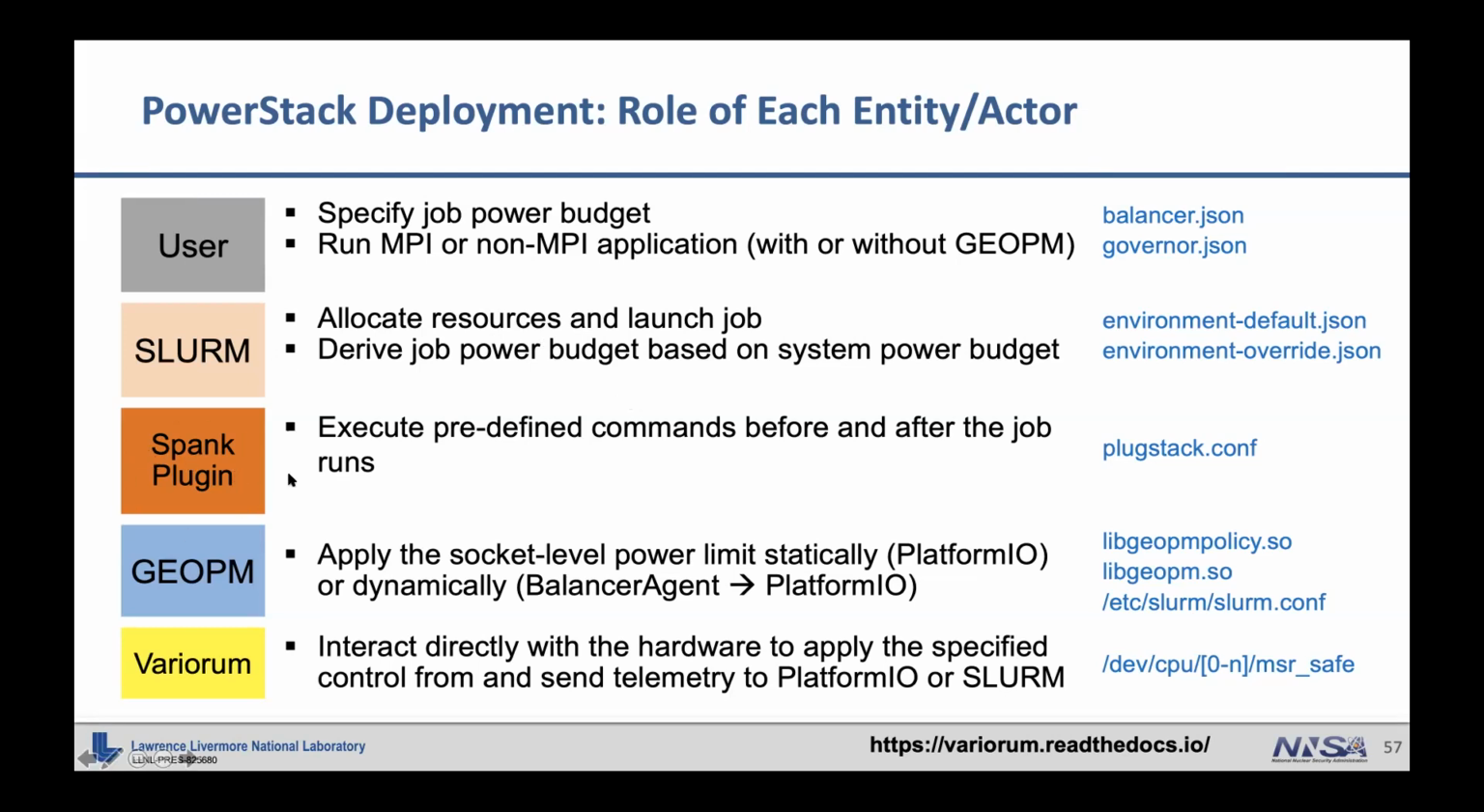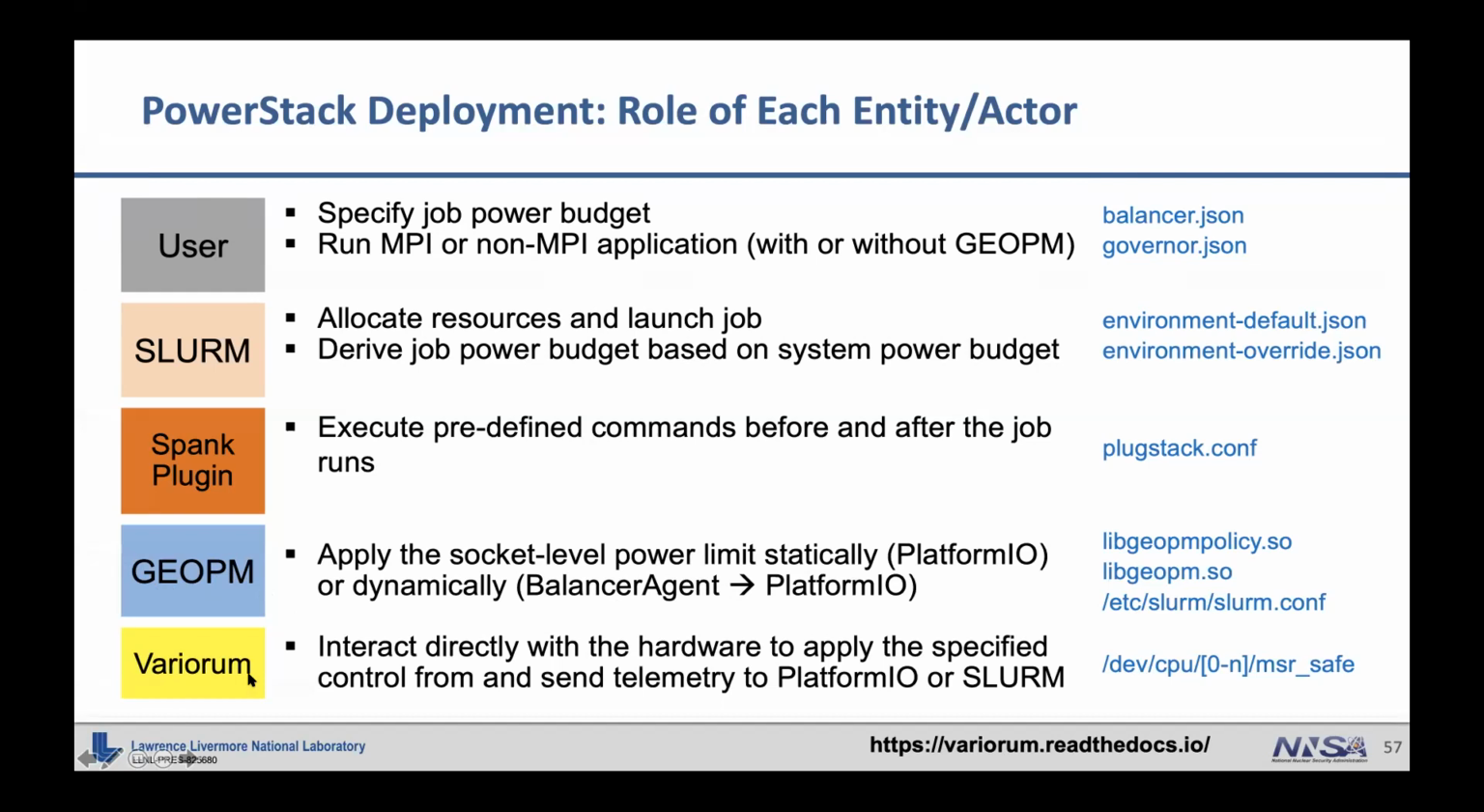The Spank plugin here is part of the scheduler. It essentially provides a way to extend the functionality of Slurm. We can provide two scripts or two methods: one that is run before the application is launched, and the other one is run after the application ends, but before the resources are freed. Plugstack.conf is where you can make that configuration. Then there is GOPM, and finally there is Variorum.